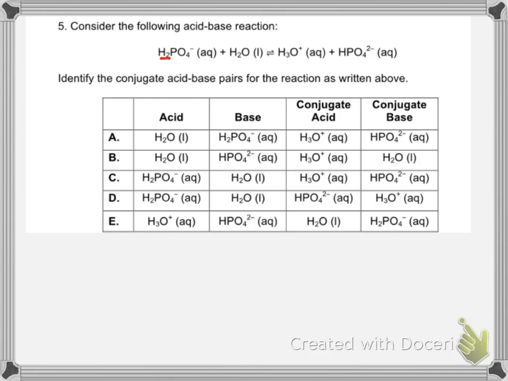This means that the H2PO4 minus is going to be our acid. The water here is acting as our base. And then once the base accepts a proton, it ends up becoming the conjugate acid. So here we have our conjugate acid. And the acid, once it's deprotonated, becomes the conjugate base. So it would appear that our correct answer is none other than choice C.